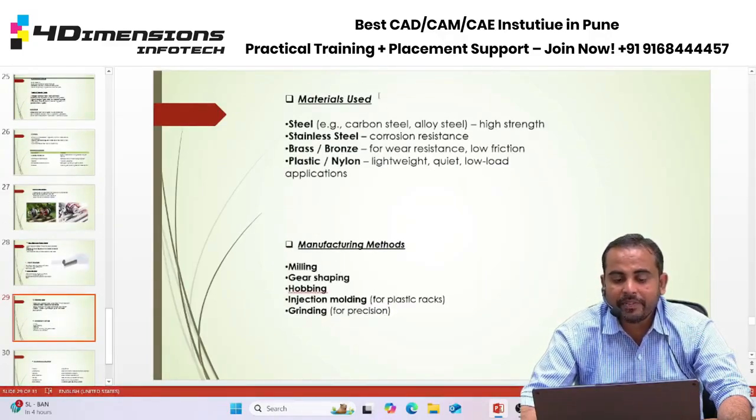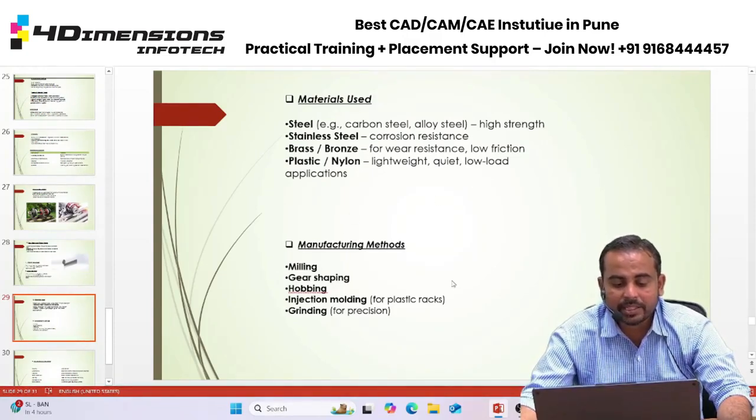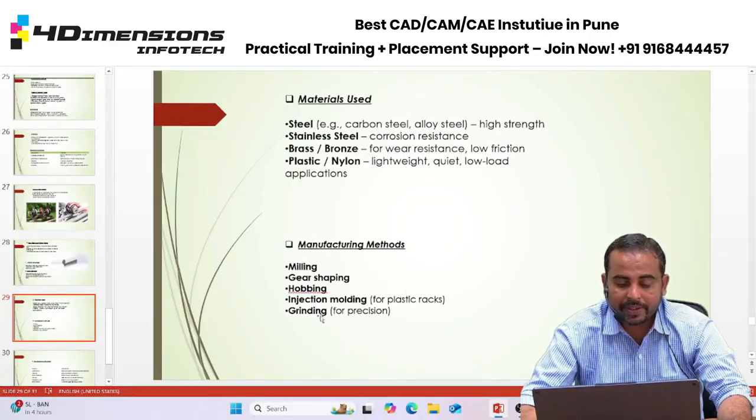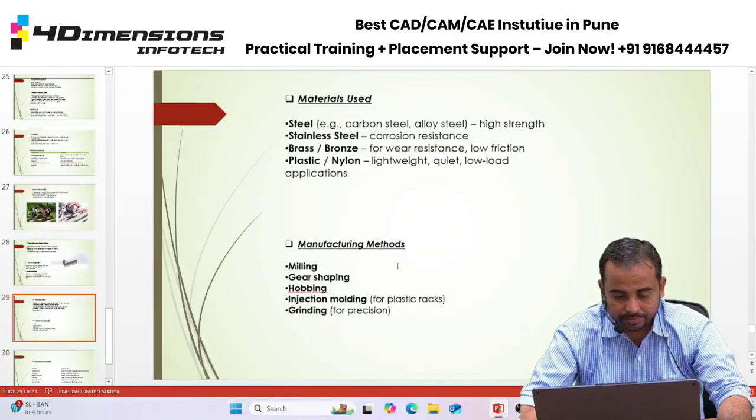Now the material used for manufacturing rack and pinion is usually steel, that is carbon steel or alloy steel for high strength, stainless steel for corrosion resistance, brass or bronze for wear resistance and low friction. Another type is nylon and plastic, which can also be used as they are lightweight, quiet, and suitable for low load applications. Now the manufacturing methods for making this kind of gear are milling, gear shaping, hobbing, injection molding for plastic racks, as well as grinding for precision gears.